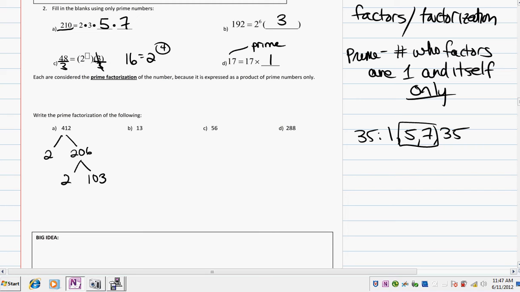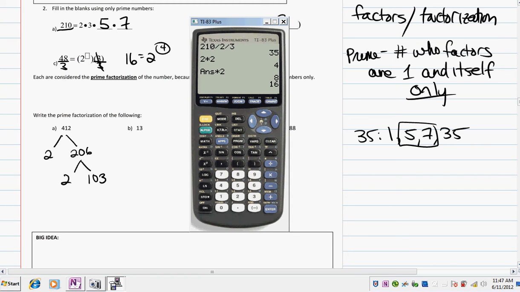You do a quick division of 7. So 103 divided by 7. We know it's not 5 because it doesn't end in 5 or 0. 7 doesn't work. 9. Actually, we already tested 9. So 11. Nope. 103 divided by 13. We're just marching up prime numbers now. 103 divided by 17. Nope.